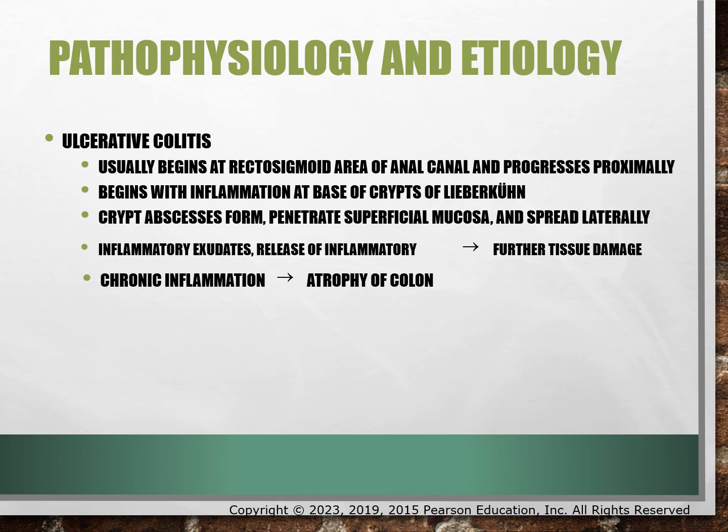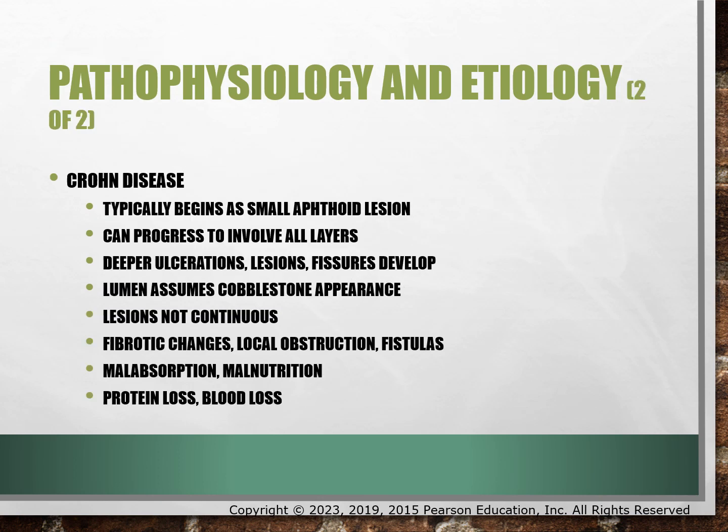Chronic inflammation leads to atrophy, narrowing and shortening of the colon, with loss of its normal haustra, small pouches or recesses into which the large intestine is divided. Crohn's disease typically begins as a small inflammatory aphthoid lesion, a shallow ulcer with a white base and an elevated margin, similar to a canker sore of the mucosa and submucosa of the bowel.